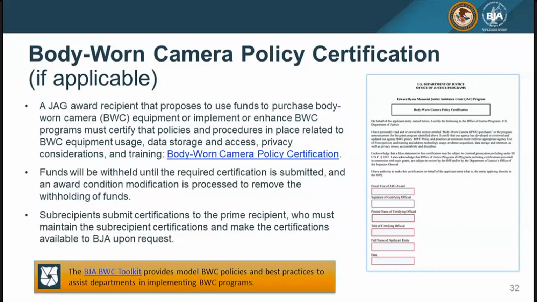One of the last two items you will see as part of the application requirements is whether jurisdictions are using JAG funding for body-worn cameras. If that is the case, we will require a signed body-worn camera policy certification. This can be submitted post-award if needed and only applies to the applicant. So if a subrecipient in a disparate group plans to use their portion of funding for this, the certification is not required to be submitted for them. However, it is the responsibility of the fiscal agent to maintain this document should OJP request it.